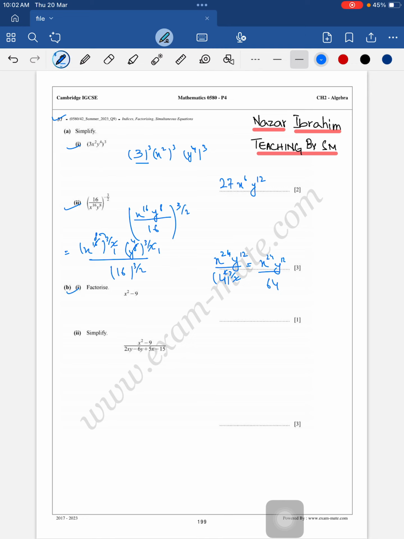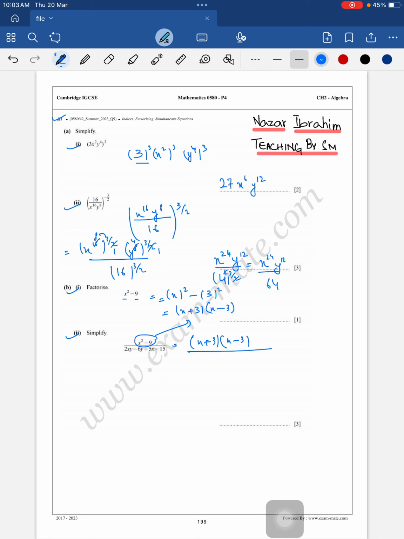B part 1, x squared minus 9. We can see that x squared is a perfect square of x and 9 is a perfect square of 3, so it will be x squared minus 3 squared, which is the difference of 2 squares, so x plus 3 and x minus 3. Part 2, we have x squared minus 9 on top, as we simplified it here, so we do the same over here.